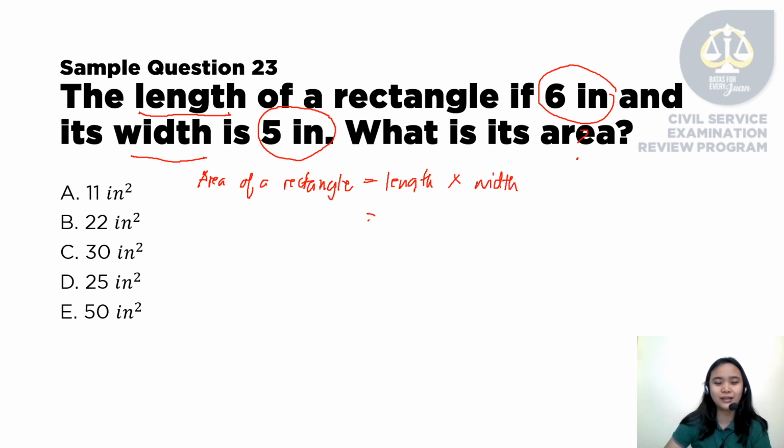Sinusolve natin yan mula elementary. Yung length natin ay 6 inches times width natin na 5 inches. So, that is 6 times 5 ay 30 inches squared. Kasi inch times inch ay inch squared. So, therefore, ang sagot natin ngayon ay letter C.